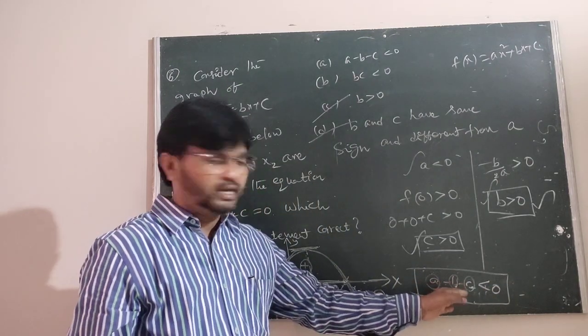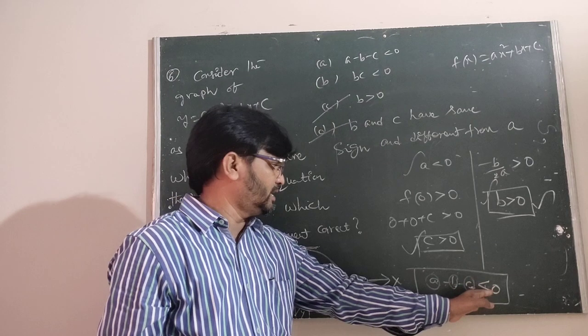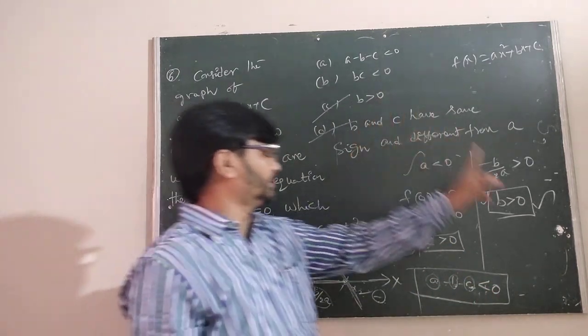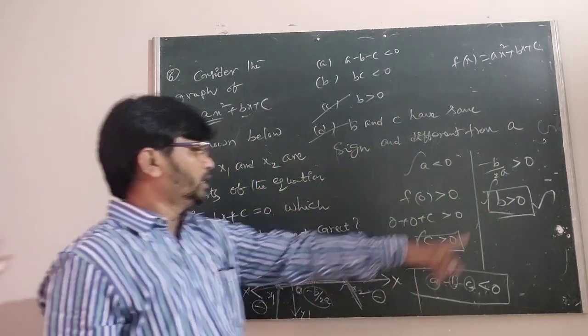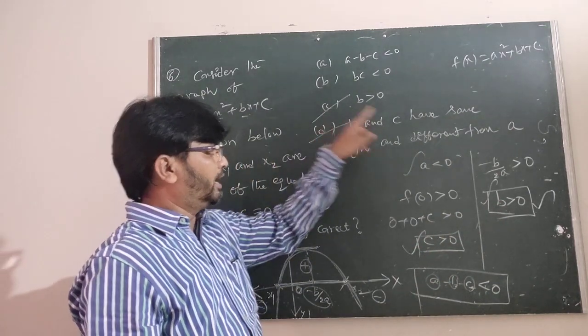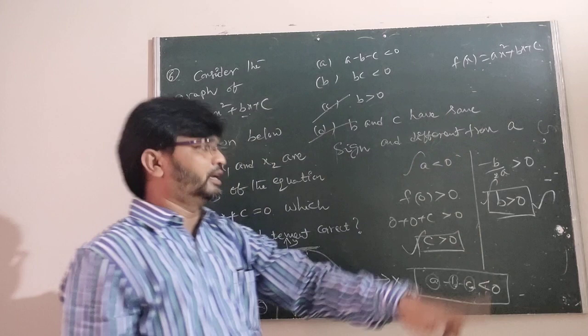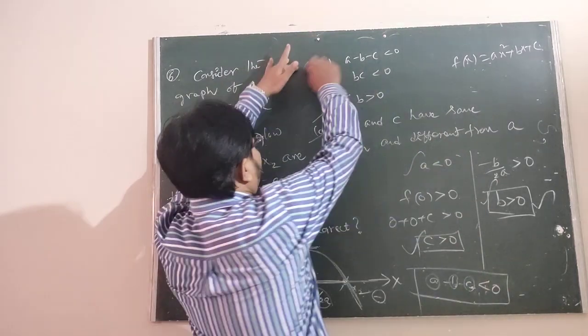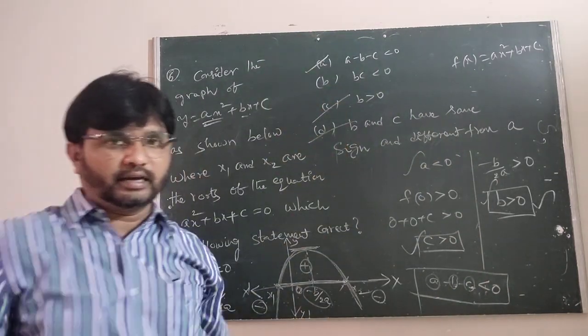A minus b minus c less than 0, and b greater than 0, and b and c have the same sign and different from the sign of a. Therefore, here A, C, D are the correct options.